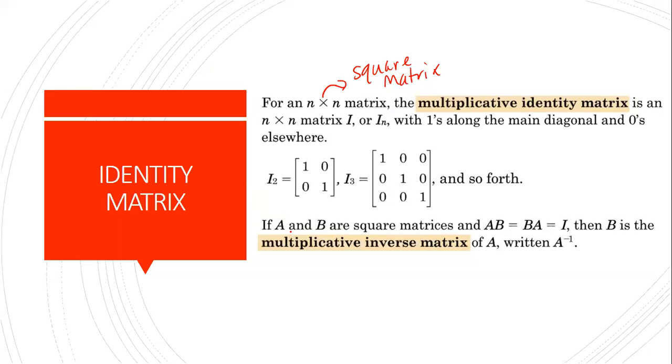So today, we are using this right here. If A and B are square matrices and AB equals BA equals the identity matrix, then B is the multiplicative inverse matrix of A. And we will write it as A to the negative 1. So our goal is, if we find the product of A and B and it equals one of these, then they are inverses of each other. And here we go.